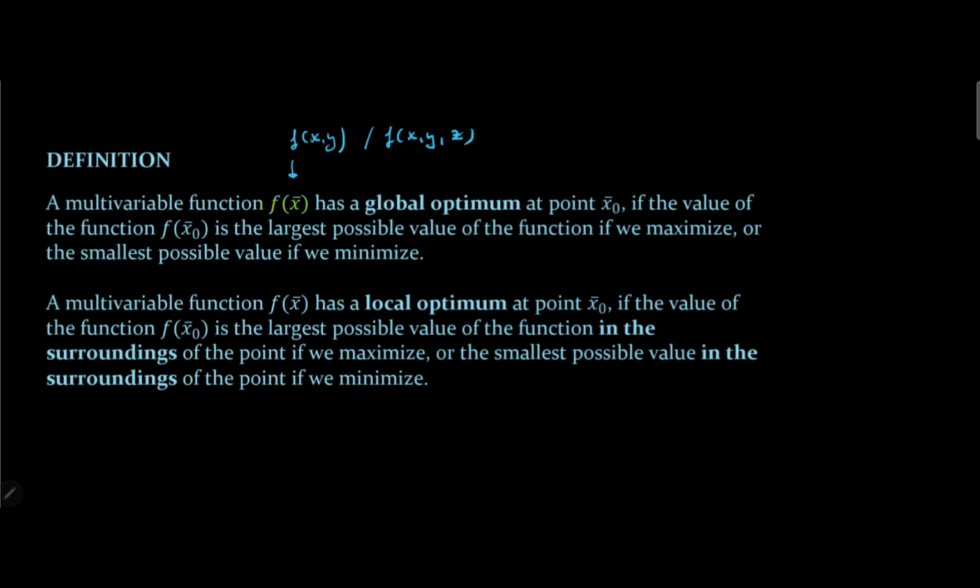So the global optimum of such a two variable or three variable function is a point, and this point will have two or three coordinates such that provide us with the best objective function value, the highest if we maximize, the lowest if we minimize. That's the global optimum. And this local optimum is the same idea, the highest or the lowest in the surroundings of the point. But if we move too far from the point, then we might find better points.